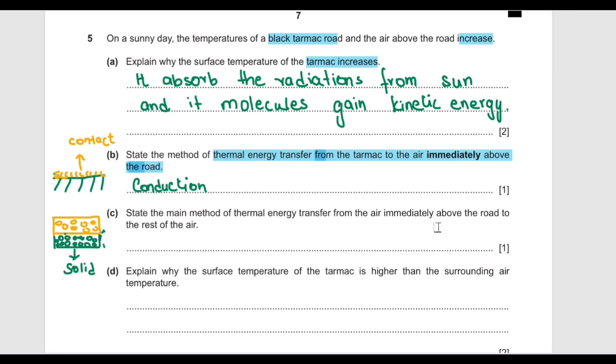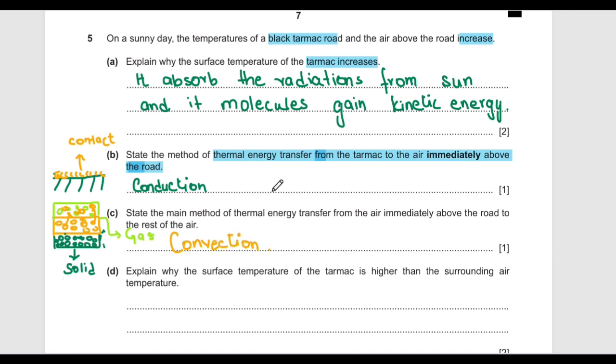C part is saying state the main method of thermal energy transfer from the air immediately above the road to the rest of the air. So from air to air, these both are gases and their molecules can move from one place to another. And when there is heat transfer by the actual movement of molecules, this process is known as convection. So I'll write convection over here.